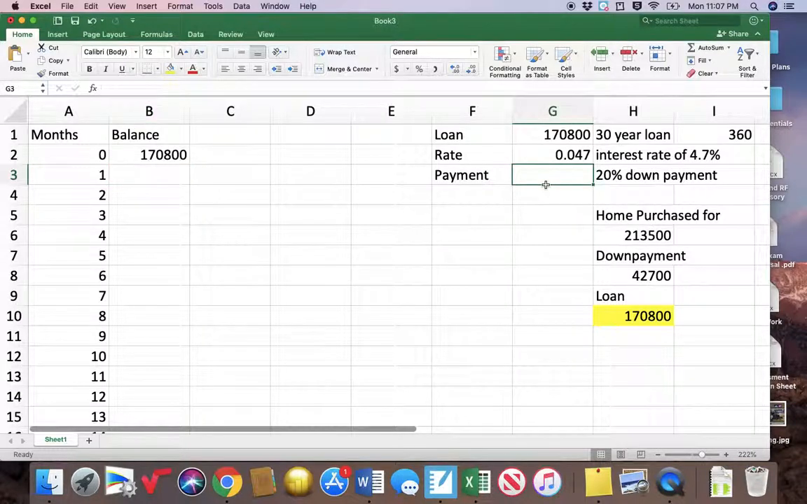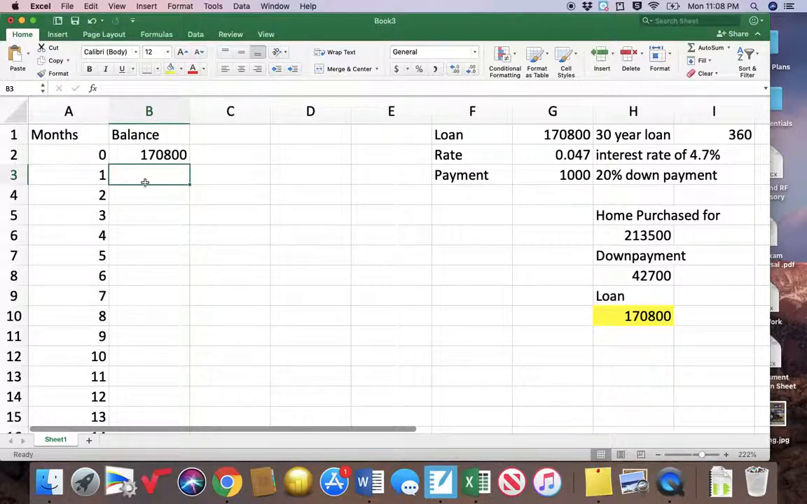Now the payment, I don't know what the payment is. That's what I'm going to be solving for soon. I'm going to start with $1,000. I feel like $1,000 is probably a pretty reasonable payment to pay this thing off. And I'll start with that, and then I'll use Solver once I get this formula typed in and dragged down.